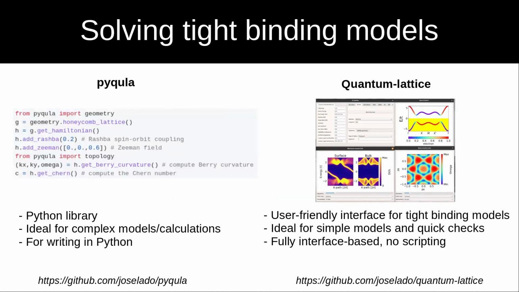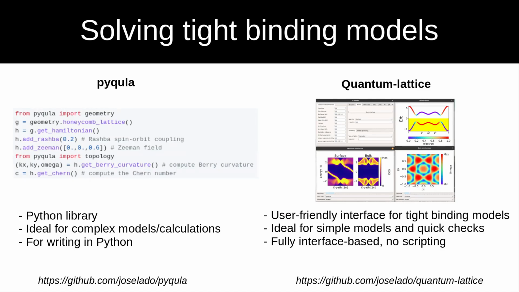Tight-binding models can be systematically solved using computational methods. They can, of course, also be solved using analytical methods. But if you have a multi-orbital model, it is often very hard to actually solve them analytically. And there are, of course, many tools to solve tight-binding models.